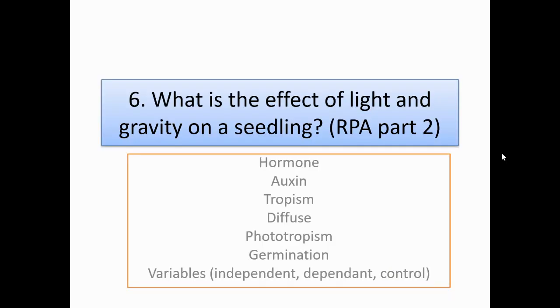So, driving question at the top, what is the effect of light and gravity on a seedling? This is the required practical part 2. Keywords are the same as last lesson: hormone, auxin, tropism, diffuse, phototropism, and germination. We are going to be trying to explain what we see as well. So the hormone, auxin, and tropism, and diffusion, and phototropism are going to be more useful in today's lesson. Again, we're going to have a little start looking at the variables.